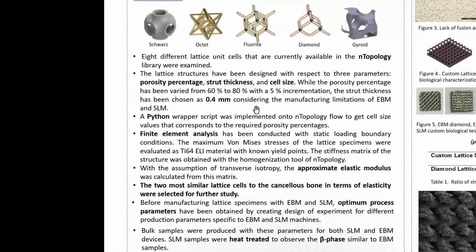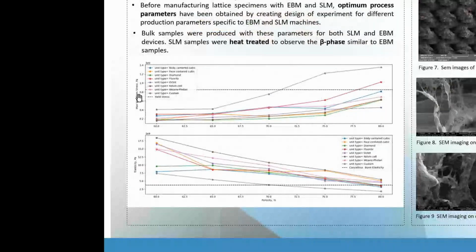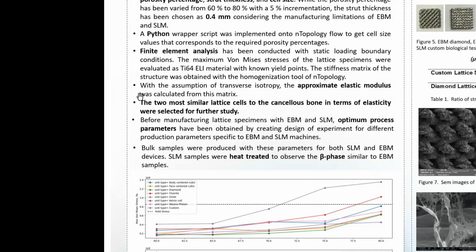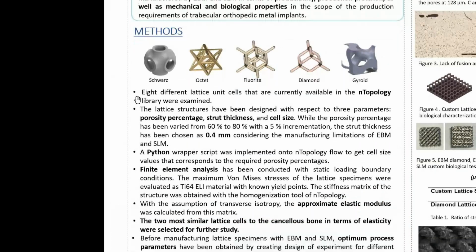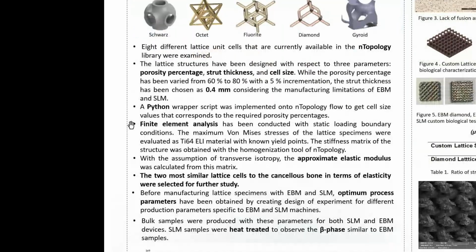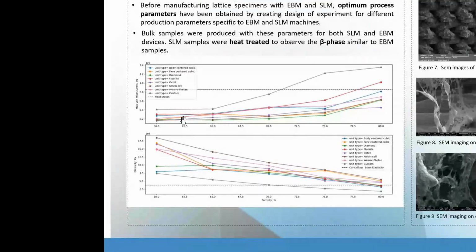So for the methods, we selected 8 different lattice unit cells, conducted a finite element analysis of them, and selected 2 of them for further study. Here you can see the selection criteria of the lattices. The line is for the elastic modulus of the cancellous bone, and the 2 upper ones are the unit cells we selected for further study.